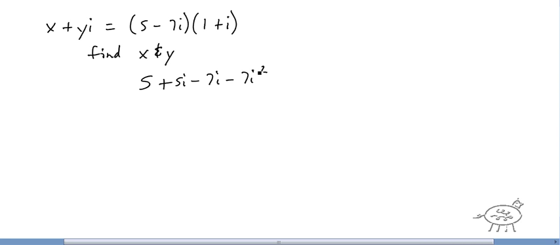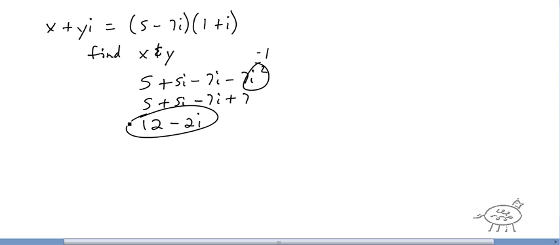And just remember, i squared is negative 1, so it's really 5 plus 5i minus 7i, and since this is negative 1, it's plus 7, right? Because negative 7 times negative 1 is positive 7. So you wind up getting 12 minus 2i. Notice it is in standard form. And then, of course, the answer to this problem is, what is x? Well, x is the real part, so x equals 12. y is the imaginary part, so it's negative 2. Not negative 2i, it's just negative 2. All right, so that's that one.